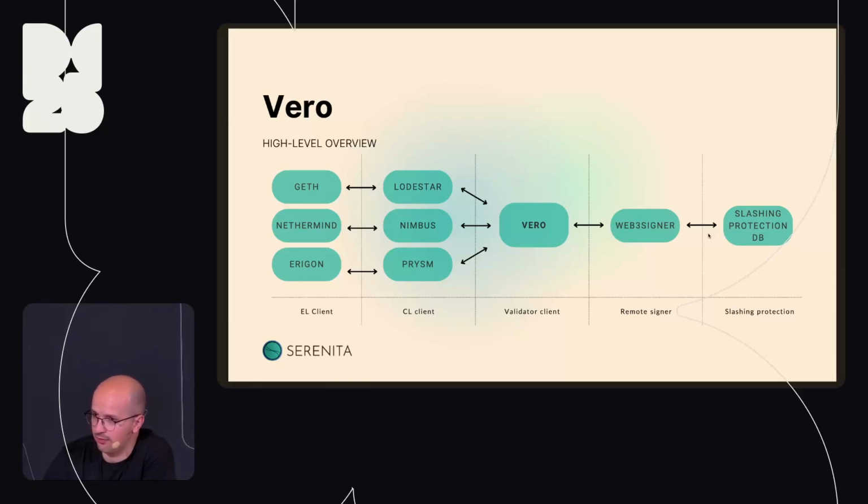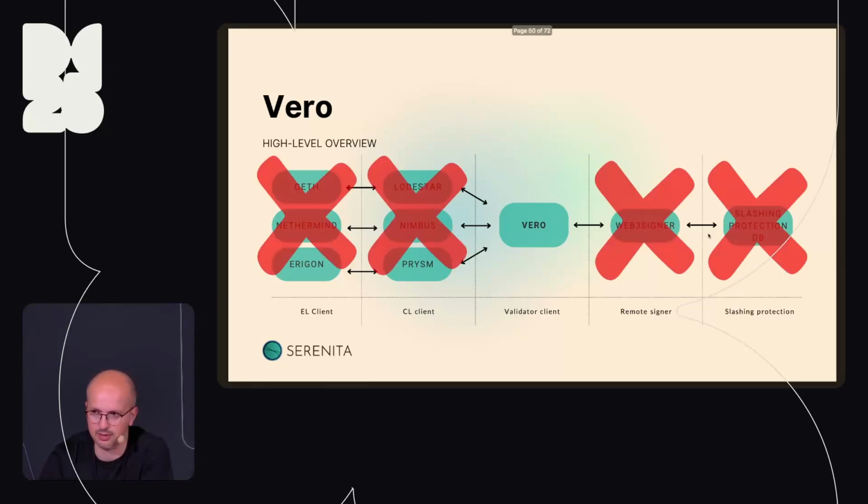This is the high-level overview of the setup we're going to be using today. So we're going to be using 3 execution layer clients, 3 CL clients, and Vero with the remote signer. But to set all of this up today would be too much work. So we're going to start off by only setting up Vero. And I've already set up the rest of the infrastructure for us. So it's time to begin.